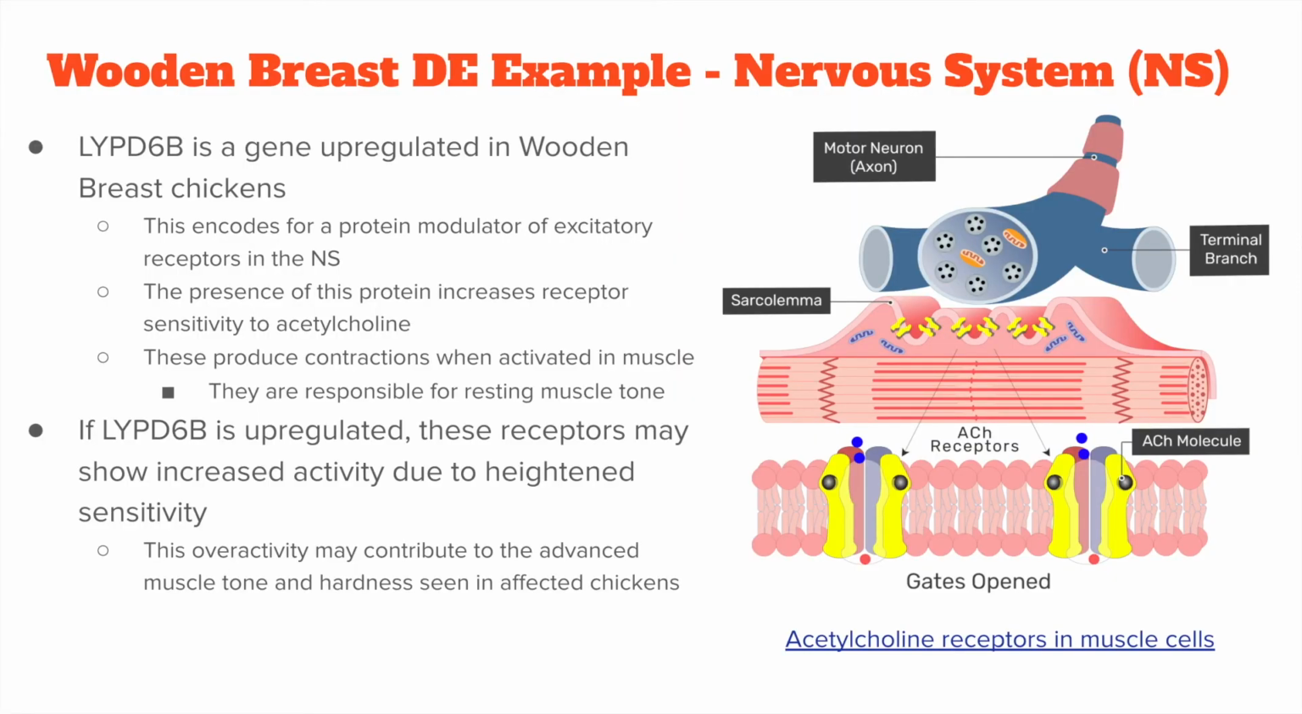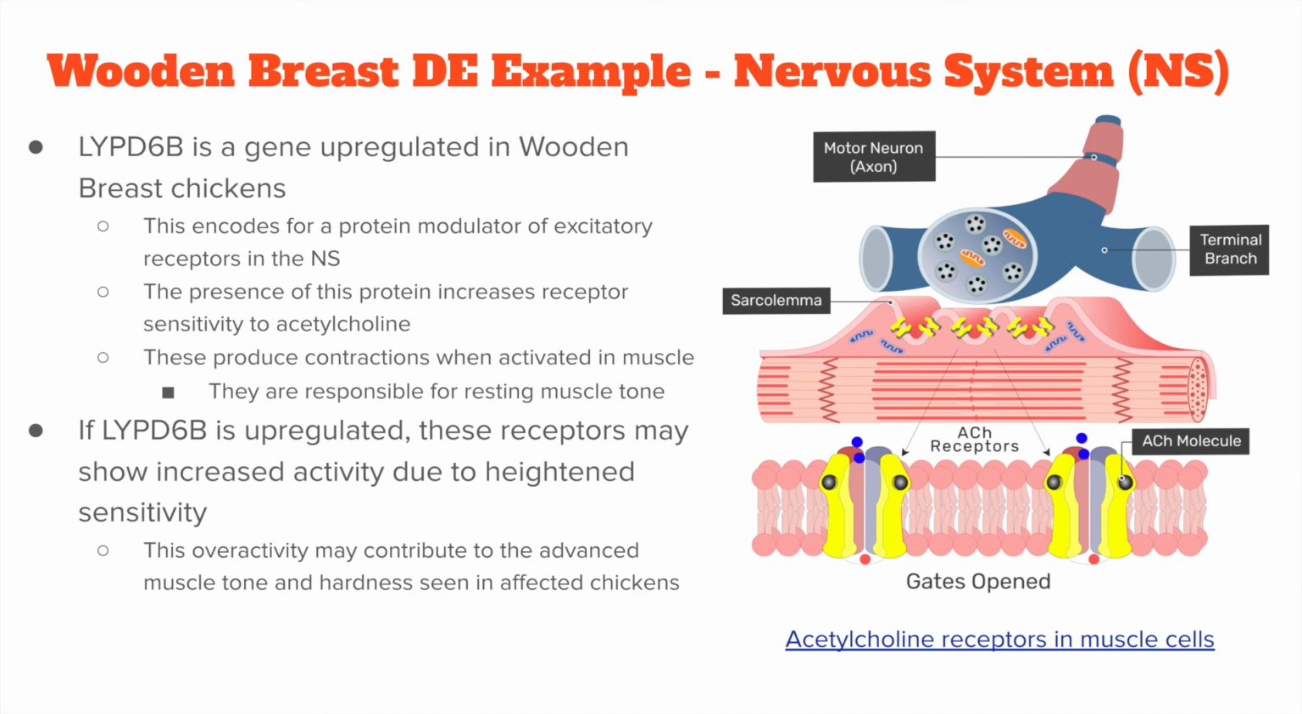An example of a gene that is differentially expressed between wooden breast affected chickens and their unaffected counterparts is the LYPD6B gene. This gene is upregulated within wooden breast chickens, and it encodes for a protein modulator of excitatory receptors of the nervous system. The presence of this protein increases the receptor's sensitivity to their ligand, acetylcholine, and when acetylcholine binds to these receptors, muscle contractions are produced, and these receptors are responsible for the resting muscle tone. If LYPD6B is upregulated in these affected chickens, these receptors may show increased activity due to the heightened sensitivity that this protein causes them to have to their ligand.